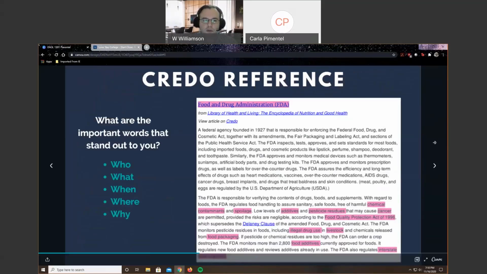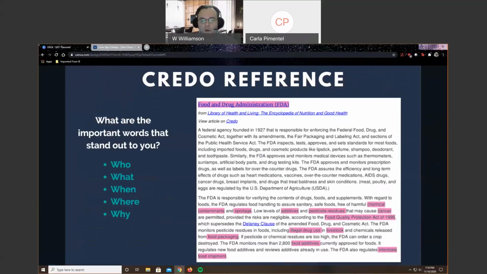And again, this is an example of what I was talking about, looking through a reference database that we have, Credo Reference. In this article about the FDA, you can see highlighted the things that might be important for research, things that could work as good search terms. So you're going through and you're basically creating a search vocabulary for the topic that you're going to be looking up for your research.